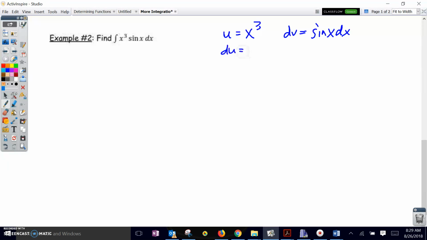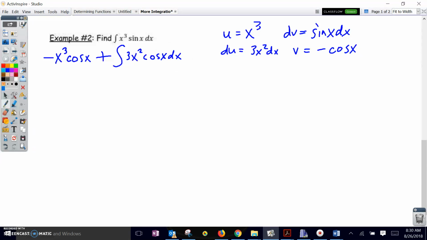And du is 3x squared dx, and v is, let's see, integral of sine of x is negative cosine of x. So this is going to be uv, negative x cubed cosine of x, minus the integral of v du. And since I'm taking minus an integral of negative 3x squared cosine of x, I'm going to shift that over and just pull that negative sign out and change our subtraction to an addition.